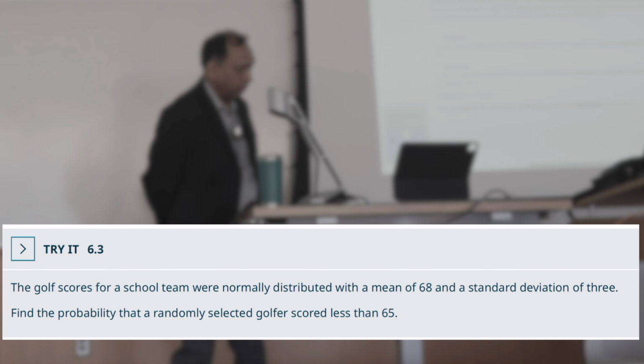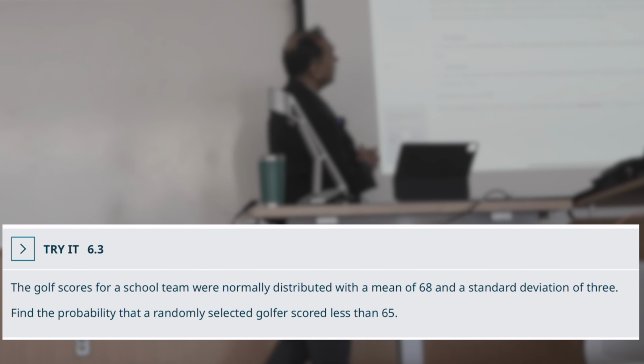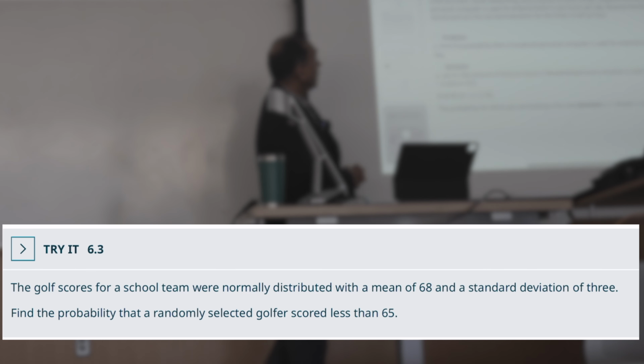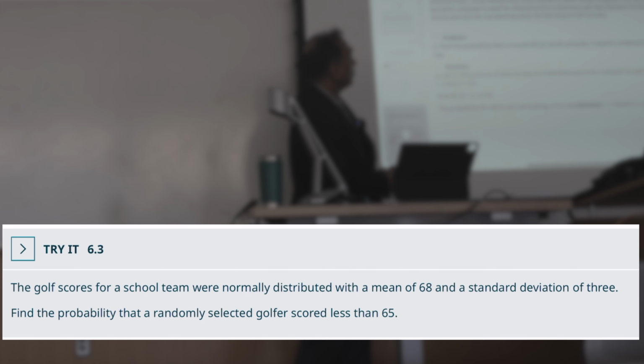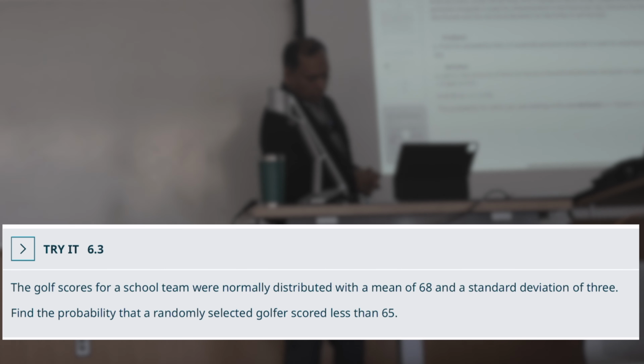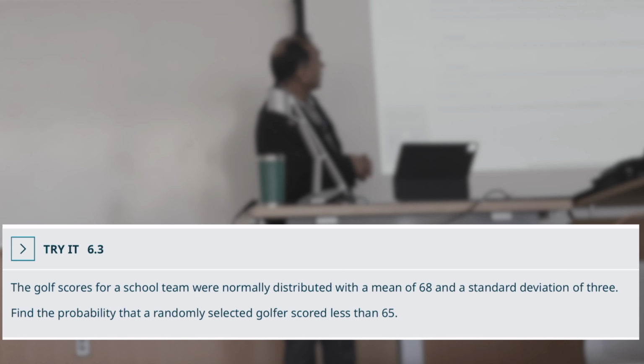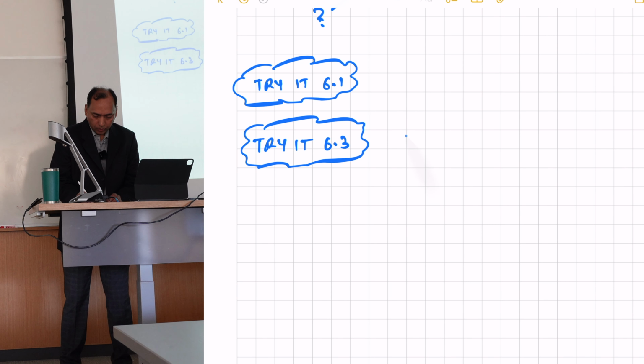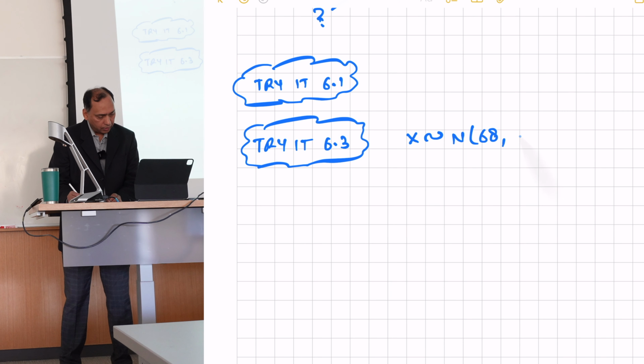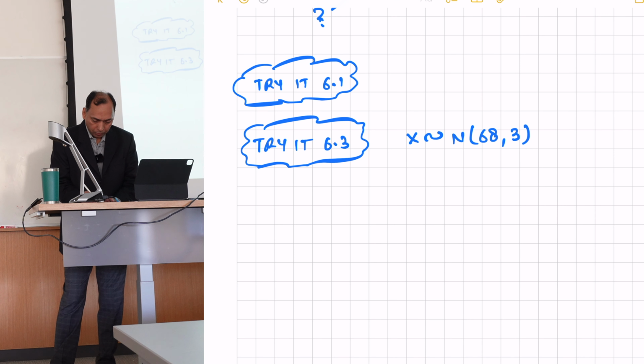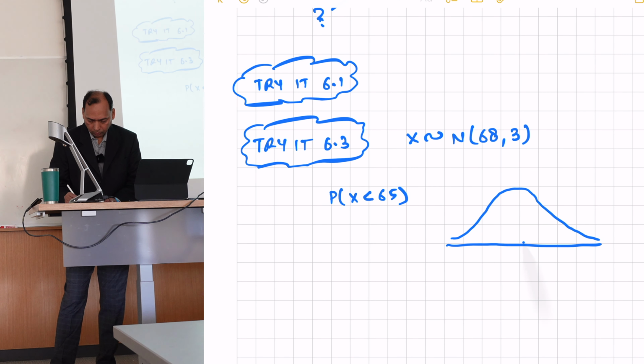Golf scores for a school team were normally distributed with mean 68, standard deviation 3. Find the probability that a randomly selected golfer scored less than 65. So the probability of X less than 65. First of all, X follows a normal distribution with mean 68 and standard deviation 3. So the question is, what is the probability of X less than 65? So 65 is to the left of 68 because it is less, and then we are interested in this area.